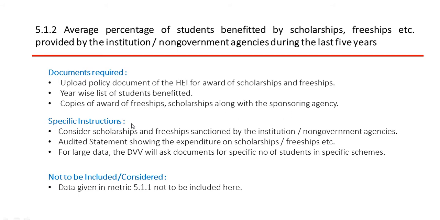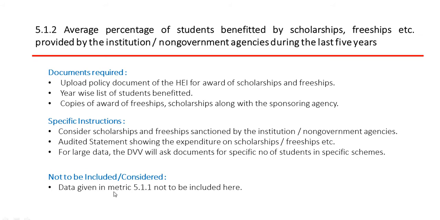The specific instruction says you have to consider scholarships and freeships sanctioned by the institution and or non-government agencies only. Audited statements showing the expenditure on scholarships or freeships, etc. has to be provided. In the audited statement, you can highlight the relevant data which will help the DVV to verify. And for large data, the DVV will ask documents for specific number of students in specific schemes during the clarification process.